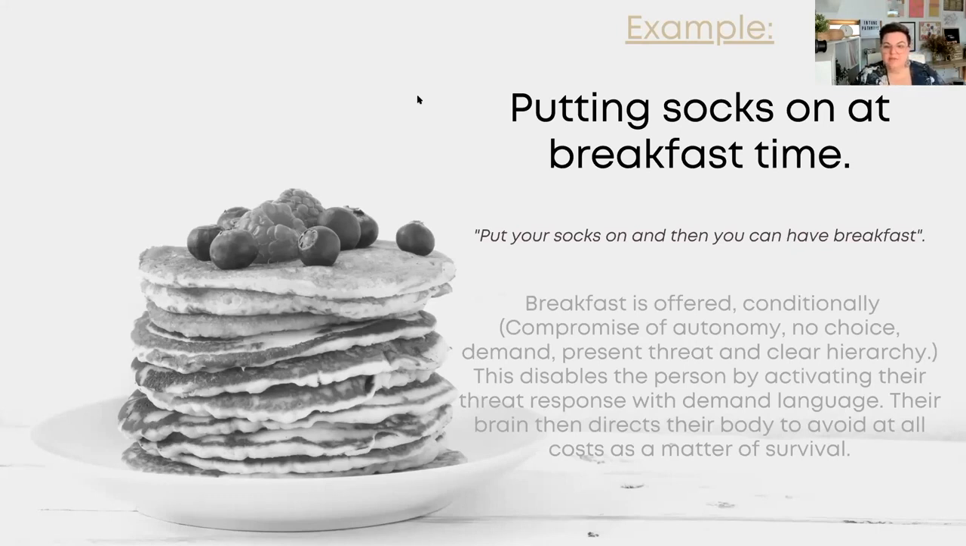This disables the person by activating their threat response with demand language. Their brain then directs their body to avoid at all costs as a matter of survival. The brain does not care for details. It doesn't care that it's important to eat breakfast. It doesn't care that we love the person who's using this language and telling us to put our socks on. The brain knows that threat response, that amygdala, only cares about us surviving.